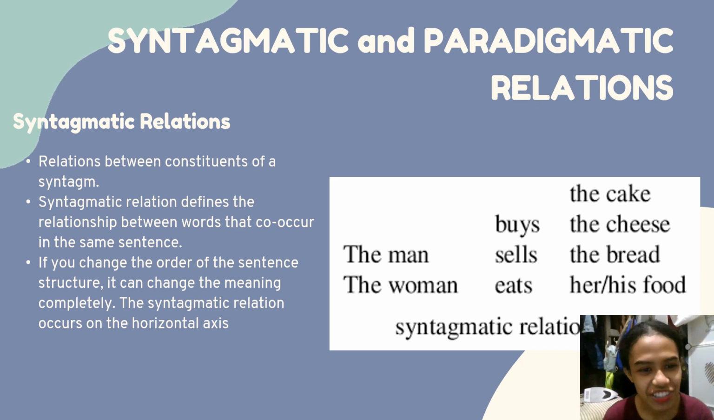Syntagmatic relation is the relation between constituents of a sentence. Syntagmatic relation defines the relationship between words that occur in the same sentence. If you change the order of the sentence structure, it can change the meaning completely. The syntagmatic relation occurs on the horizontal axis. It means horizontal, it's straight, guys, horizontal straight.